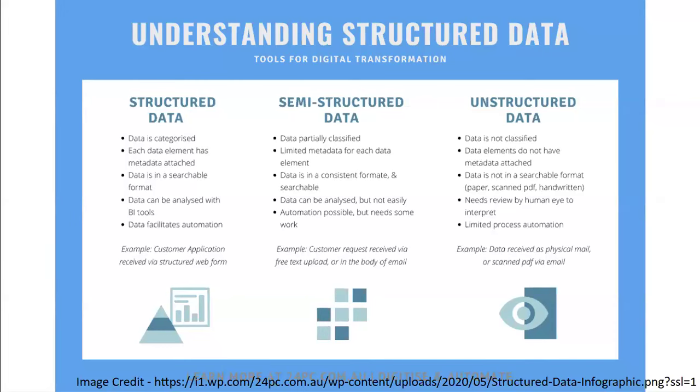Data is in searchable format. So in structured data, the data can be searched easily. It's like the data is in an Excel sheet. Data can be analyzed with business intelligence tools, not only business intelligence, but also any tool that we can use. Data facilitates automation, so we can automate a lot of things. For example, custom applications receive a structured web form. So we have a form. Once we fill the form, the data is stored. So this form data can be processed easily because we specifically know what kind of data we have. For example, tabular data. Tabular data means the data in a table format.